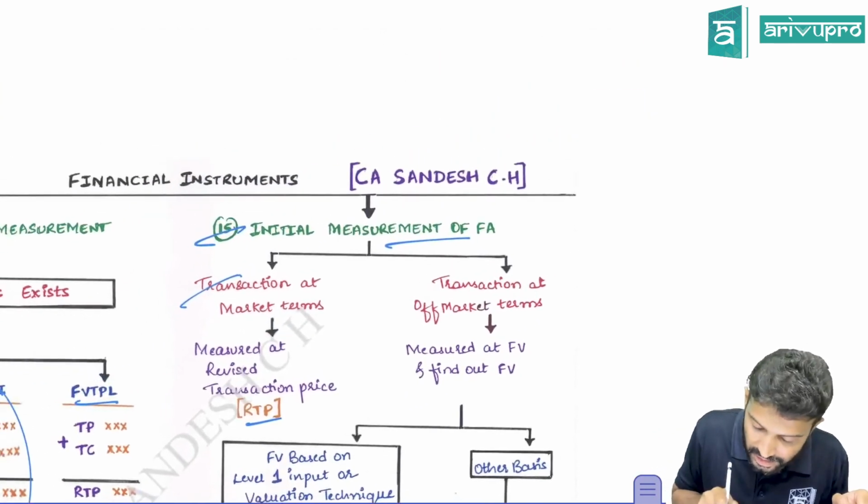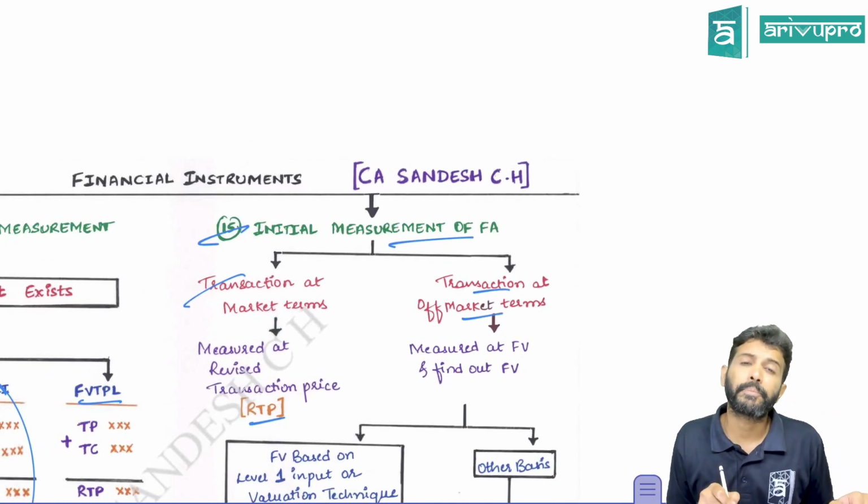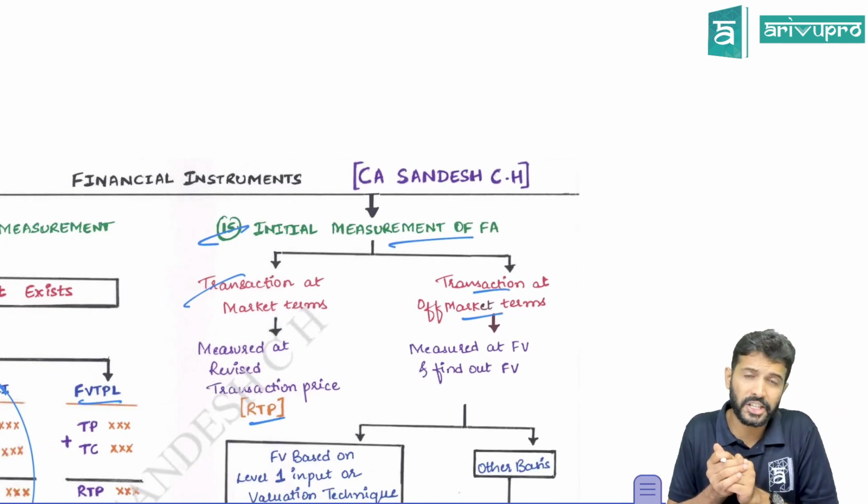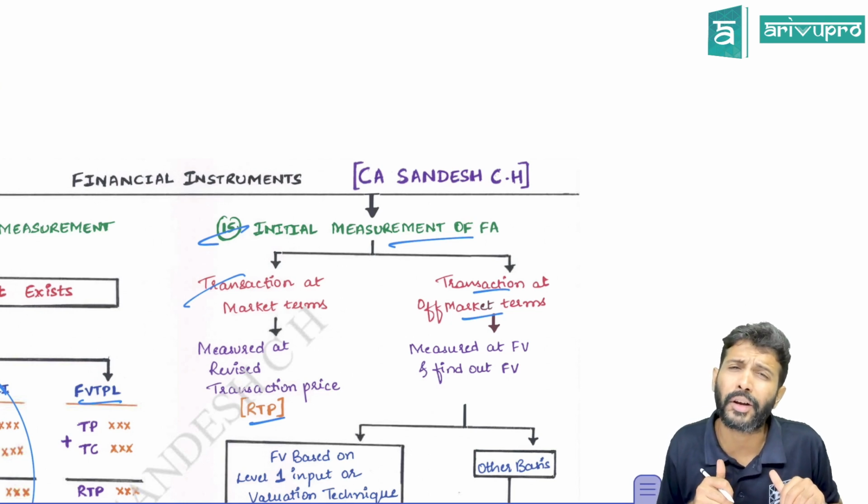However, if the transaction is done at off market terms, then you can't use the transaction price, you have to find out fair value. And how do you normally find out that fair value?